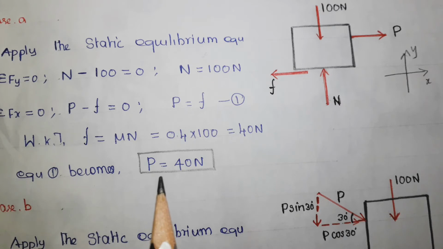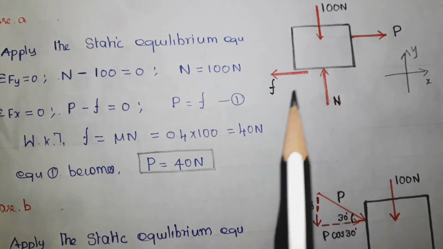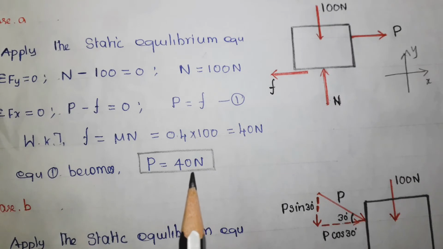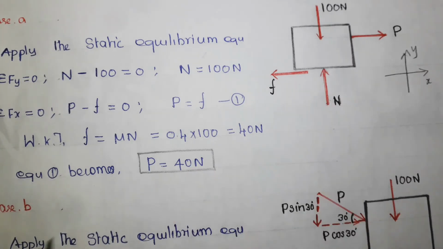So 40 Newton is, you have to validate this answer. That means this 40 Newton is the force at the limiting friction value. Suppose if the applied force is 39, then this block will not make a move. So this is the minimum force needed to overcome the friction and for the object to make the movement.